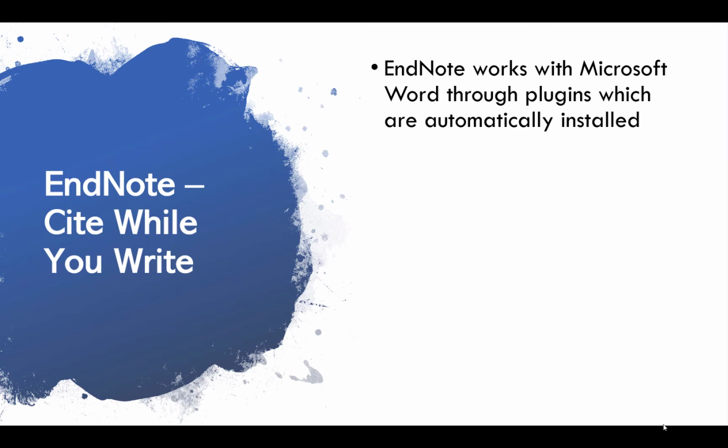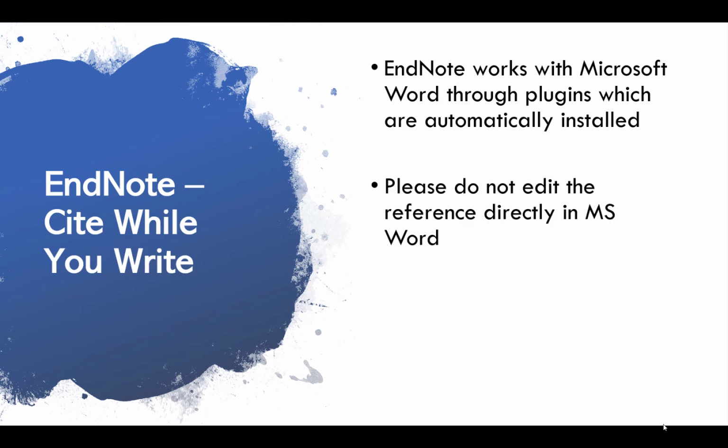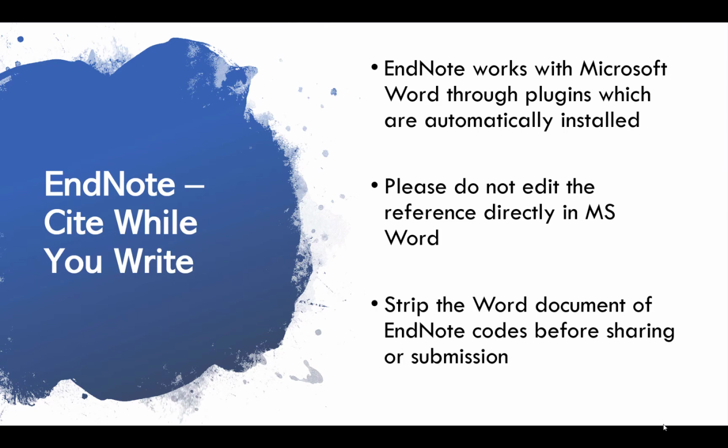EndNote works with Microsoft Word using the Cite while you write plugin, which is installed automatically when you install EndNote. I will show you later in this video how to check if EndNote Cite while you write plugin is installed properly. When you're using the Cite while you write function, please do not edit mistakes in references in Microsoft Word directly. Instead, go to your EndNote library to make changes to the reference.